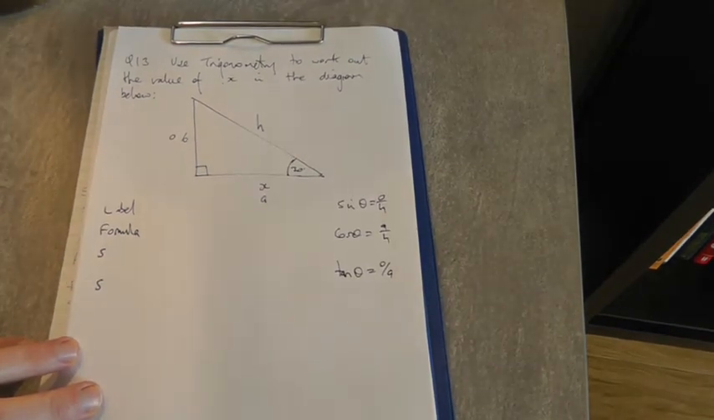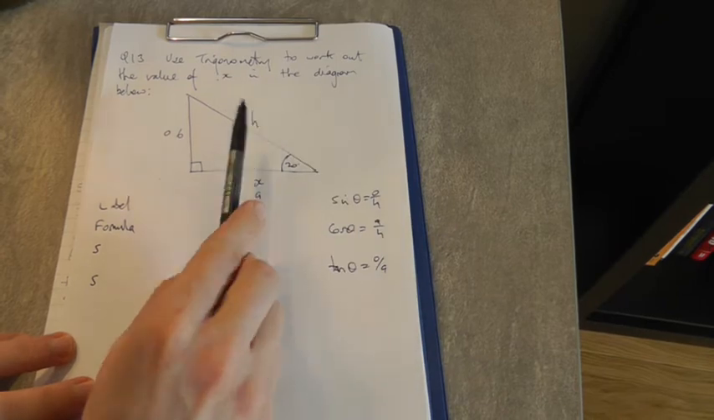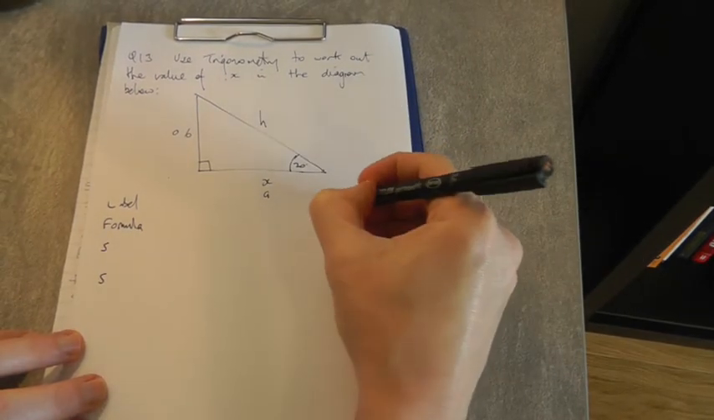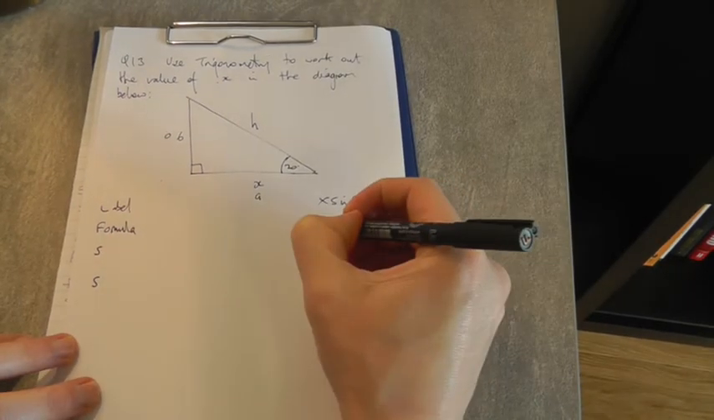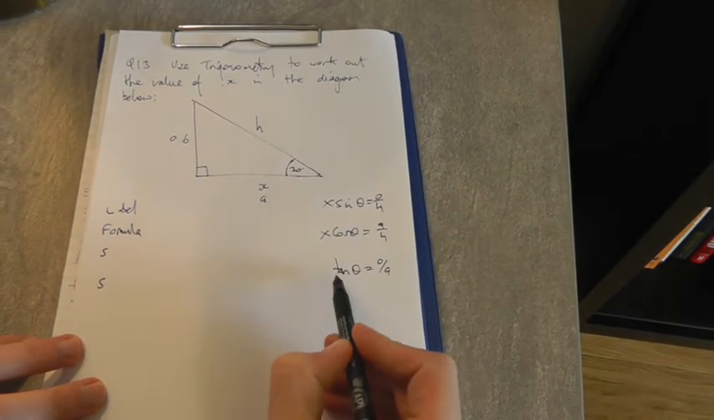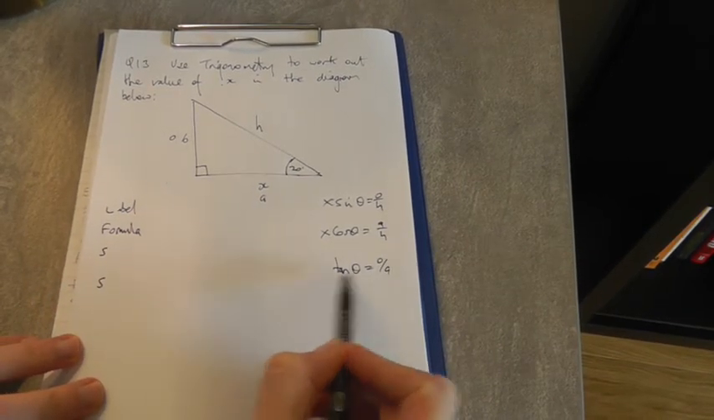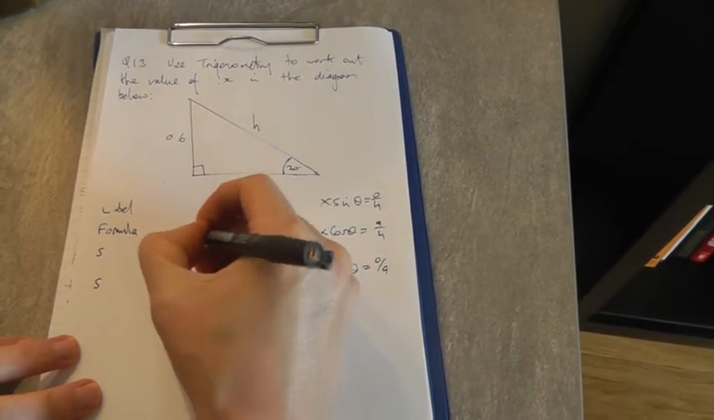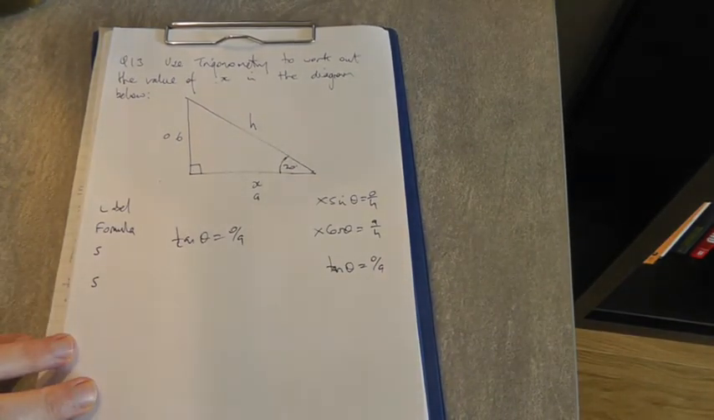Which one of these will I pick? Sine involves opposite and hypotenuse. I don't know the hypotenuse, so I'm not going to use this one. Cos involves the adjacent and the hypotenuse. I still don't know the hypotenuse, so I'm not using that one. And tan involves the opposite and the adjacent, therefore I'm going to use tan. So I'm going to write down my formula. Tan theta equals opposite over adjacent.